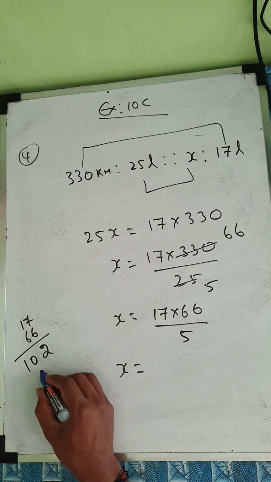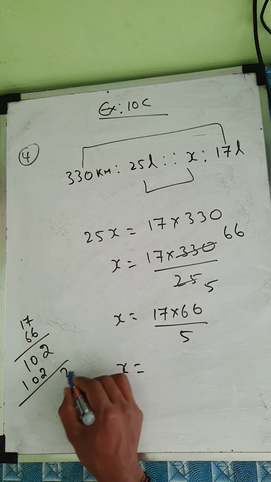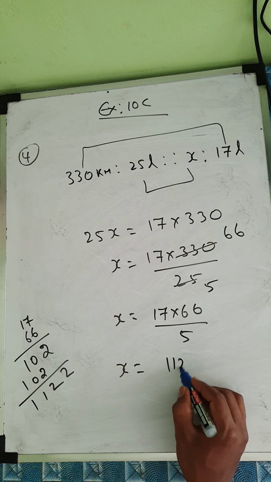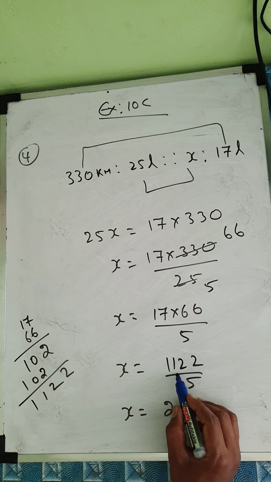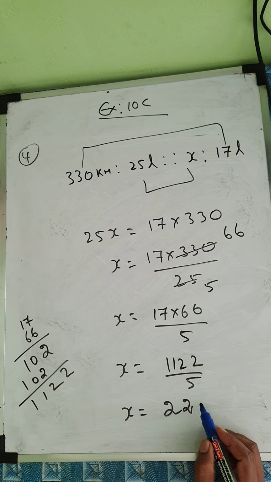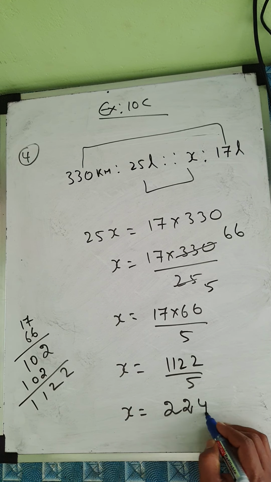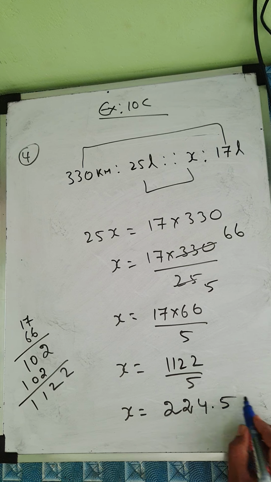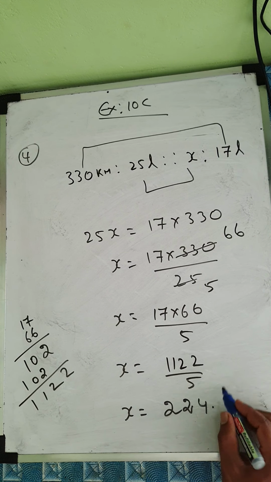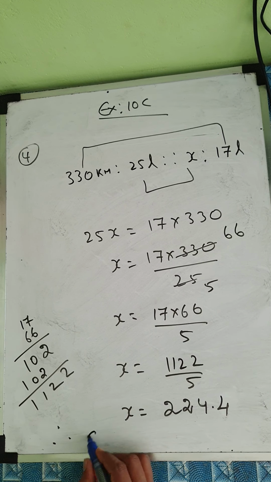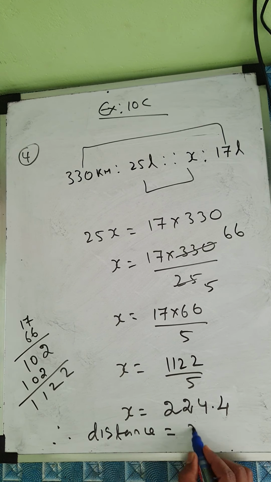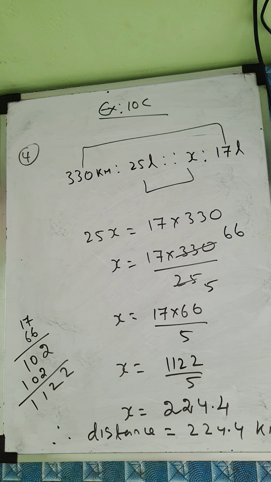So the product is 1122, divided by 5. So x equal to, dividing here, 5 2s are 10, remain 1, 12, so 5 2s are 10, remain 2, 22, 5 4s are 20, remain 2, 20, so 5 4s are 20, we got 224.4. So therefore the distance is 224.4 kilometers.